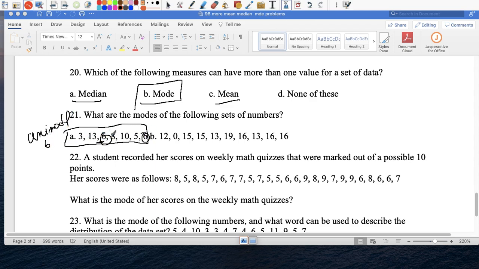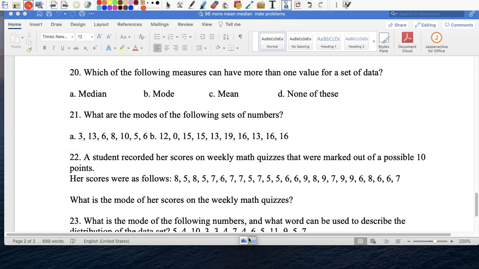For B, let's see, the 12 shows up once, the 0 once, the 15 shows up twice, the 13 shows up twice. We have 13 that shows up twice, and the 16 that shows up 3 times. So again, unimodal, and the mode is 16. Okay.